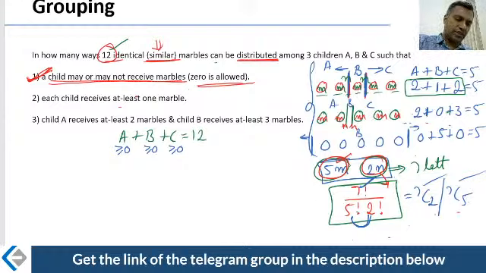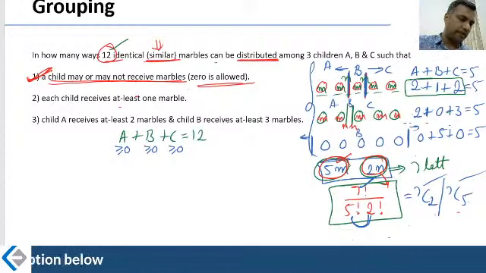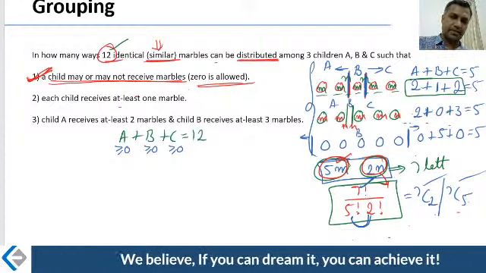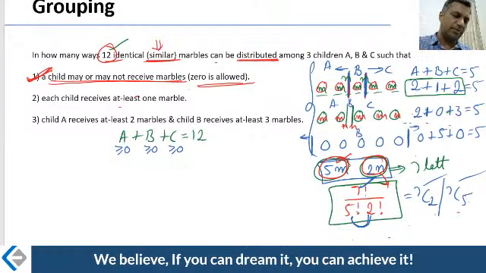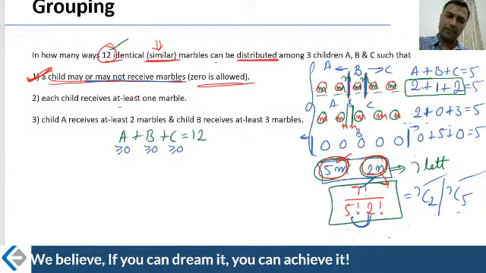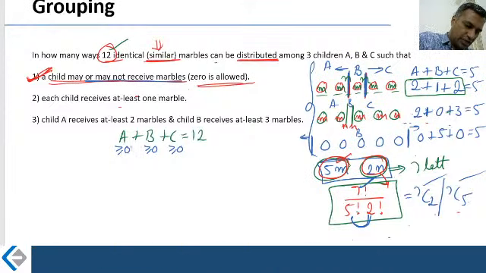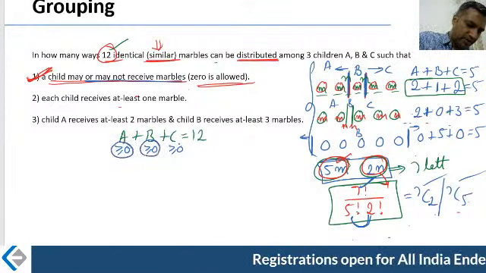Okay, here A plus B plus C is equal to 12. That's what you are writing, guys. Last 10-15 minutes, pay attention clearly. A can be given minimum 0. B also can be given 0. That's what they said: a child may or may not receive a marble. They all can be given 0. Now, this condition of 0 is important. They should be allowed to get 0.